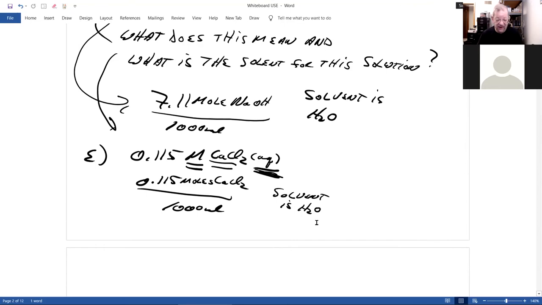Now, in real life, you do this in what's called a volumetric flask. And I'm going to be showing you that. All right. Ooh, I haven't used this all day.